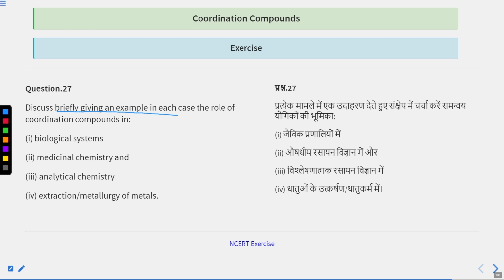Discuss briefly, giving an example in each case, the role of coordination compounds. This I am leaving to you, so you can do it by yourself.